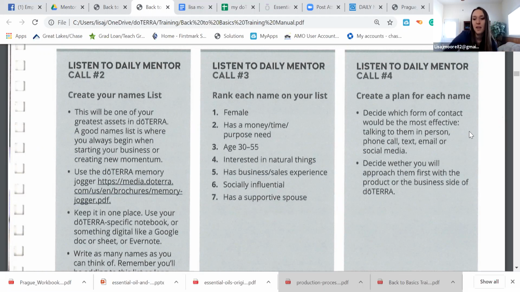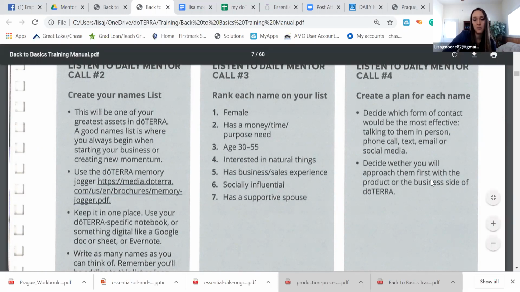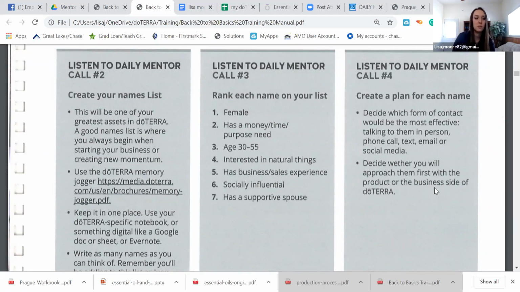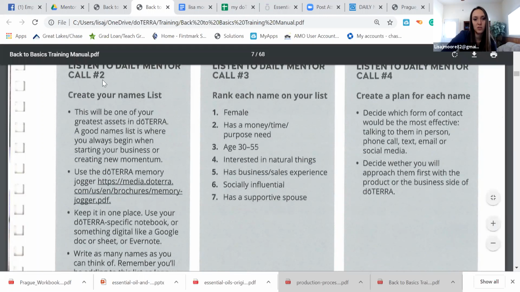You already decided it. And then you decide whether you want to approach them first with the product or business side of things. And when you actually get to talking about doTERRA, if this is a person that you haven't talked to in a while, she talks about how to renew that relationship first. Have doTERRA come up naturally. You're not going to just say, boom, I want to talk to you about doTERRA. No, it's all about relationships. So she talks about how to establish or reestablish that relationship and then move forward. So those are daily mentor calls number 2, 3, and 4.